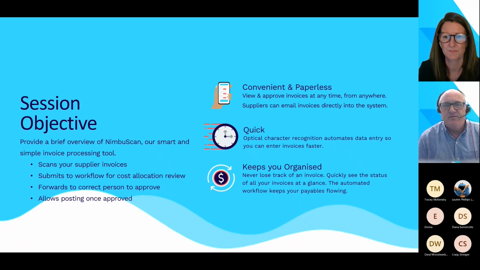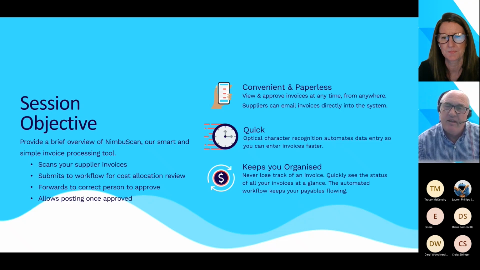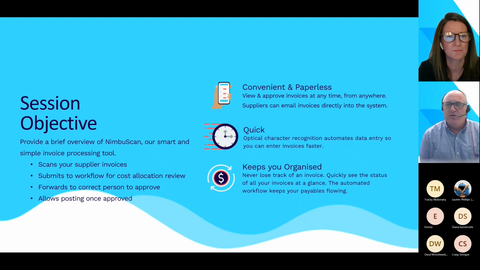Some of the key benefits of using NimbuScan is it's convenient and paperless. So as I said before, the suppliers can email your invoices directly into the system. The great thing with that is once they're in the system, they're able to be viewed and see where their status is at. You can also view and approve invoices at any time from anywhere, and we'll go through that process as part of the demo. It speeds things up. So the OCR recognition automates data entry, so you get invoices into the system faster.